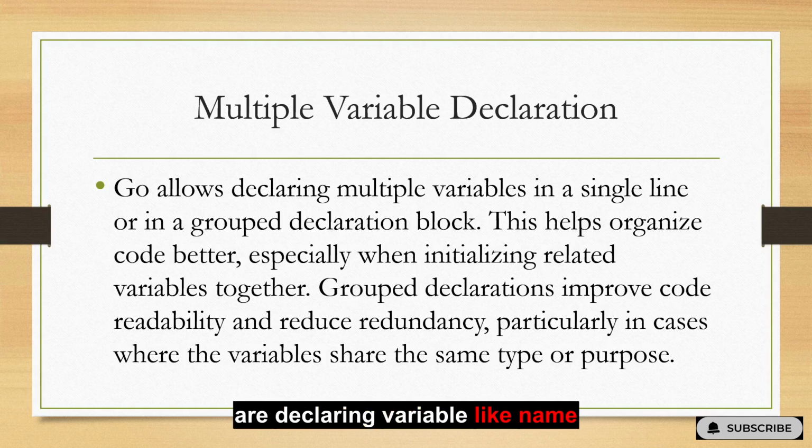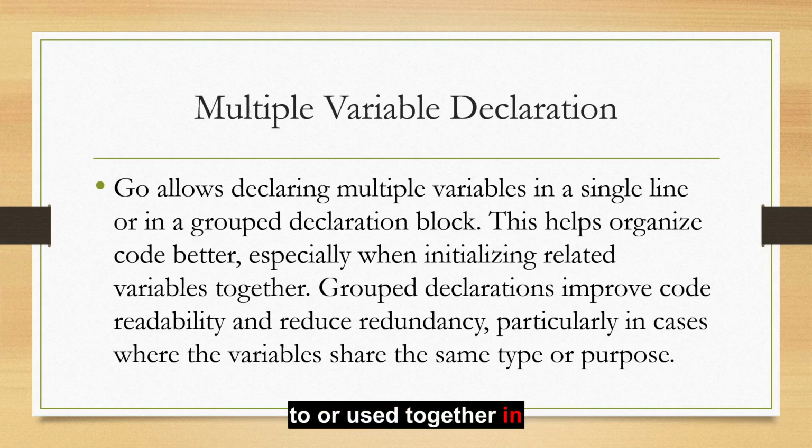If you are declaring variables like name, age, and location, you can group them in one go, especially if they are related or used together in one program. So like user details, config settings, or even loop counters. In real-world coding, whether you are working on a project or preparing for interviews, next time you are declaring multiple variables in Go, try grouping them.